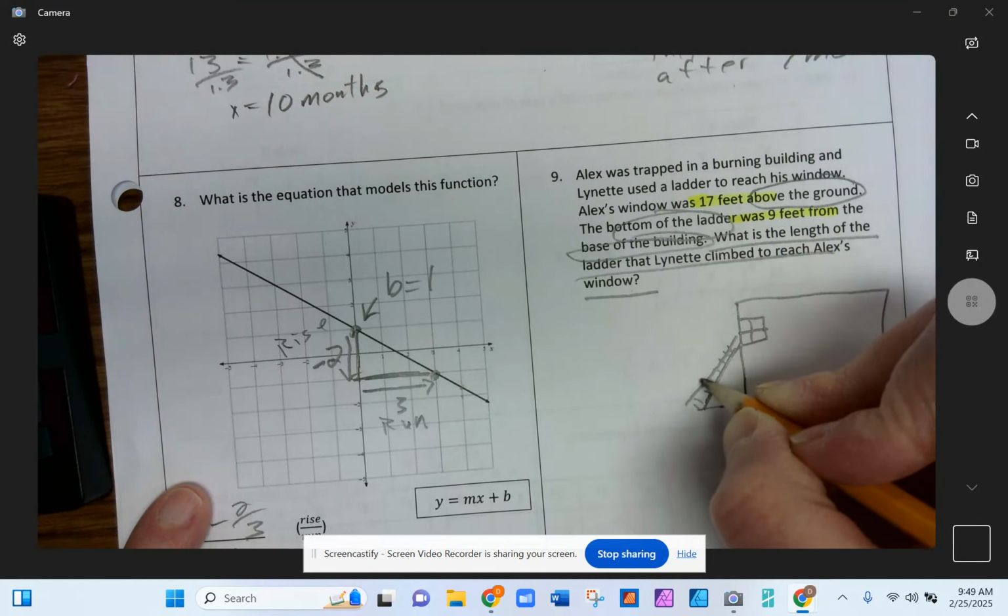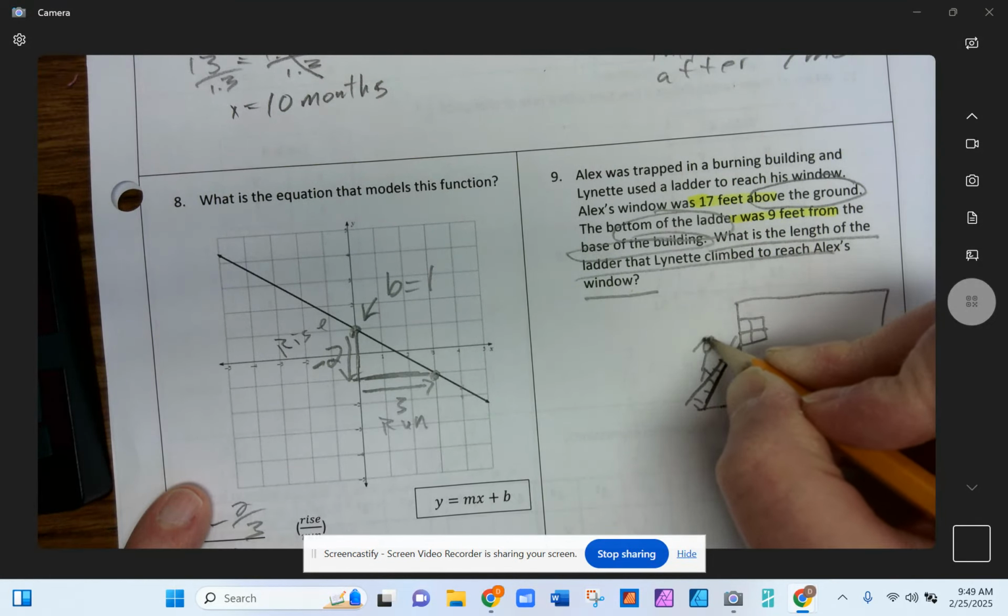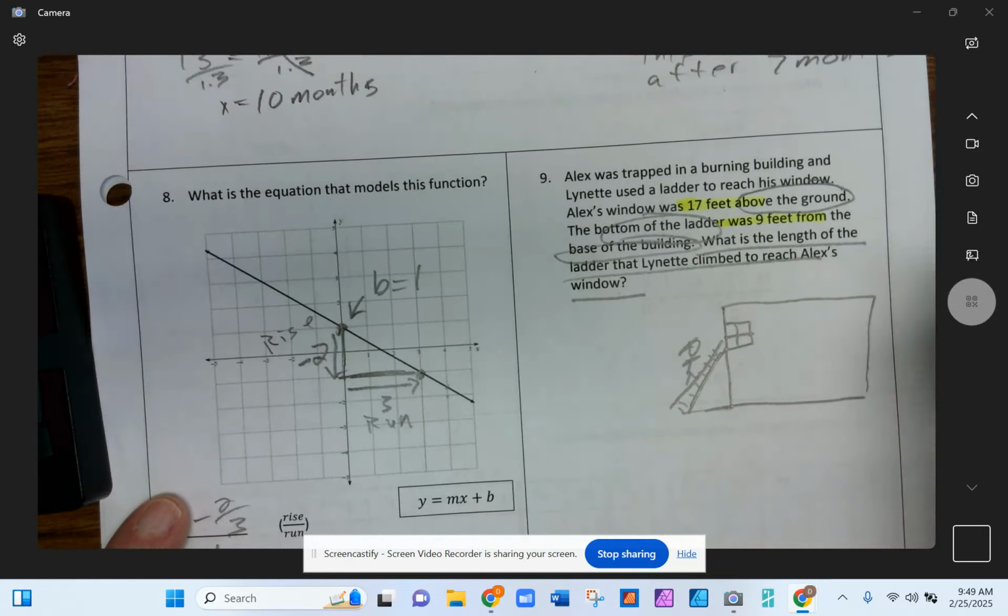Okay, if you want to draw a lunette on here, it's a bad lunette, but what are you going to do? And then Alex is like, help me, help me.